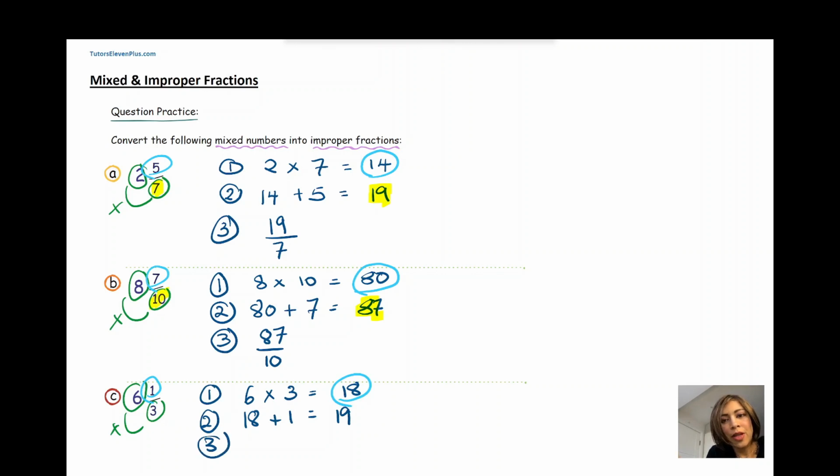Finally, step 3, we place this 19 over the denominator to give us 19/3. Let's just double check that. 6 times 3 is 18, plus 1 is 19. 19/3. And that's the question practice on how to convert mixed numbers into improper fractions.